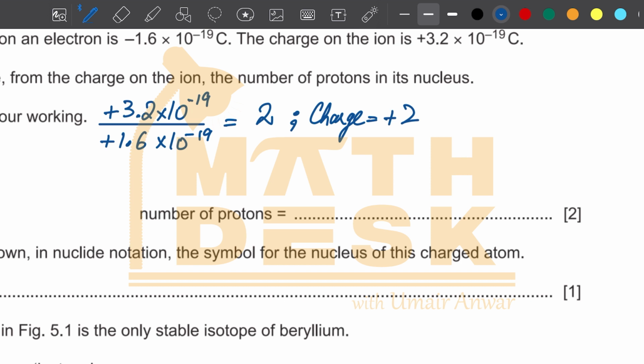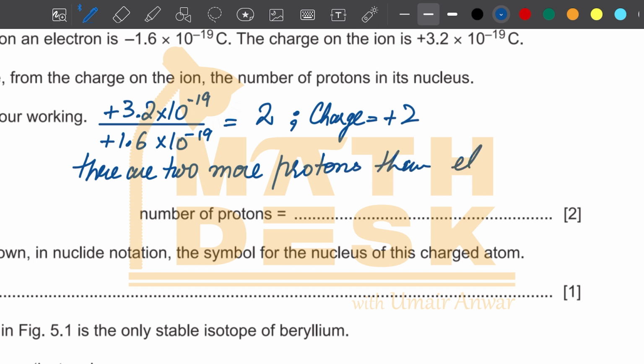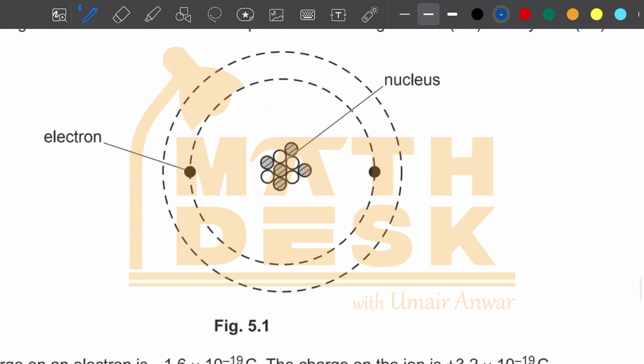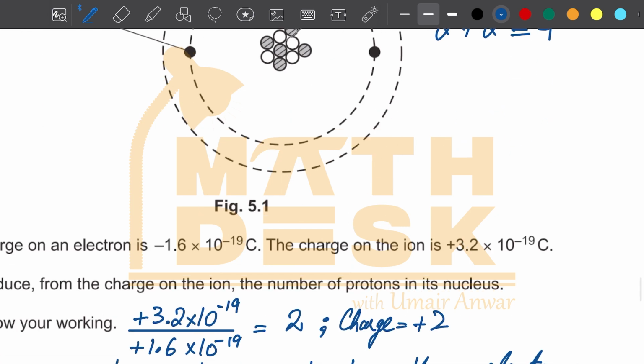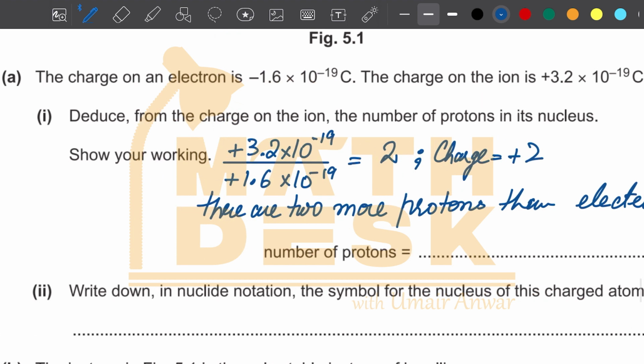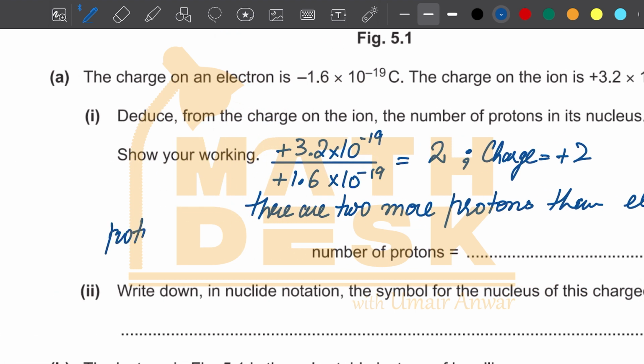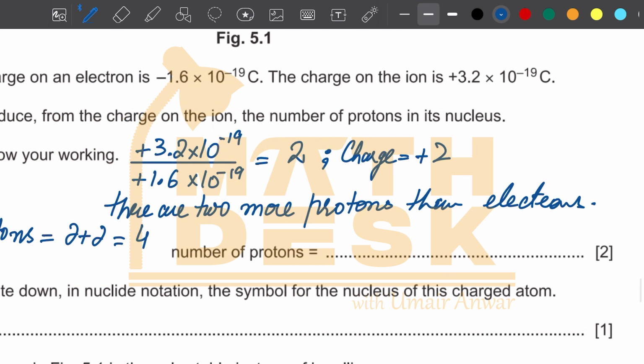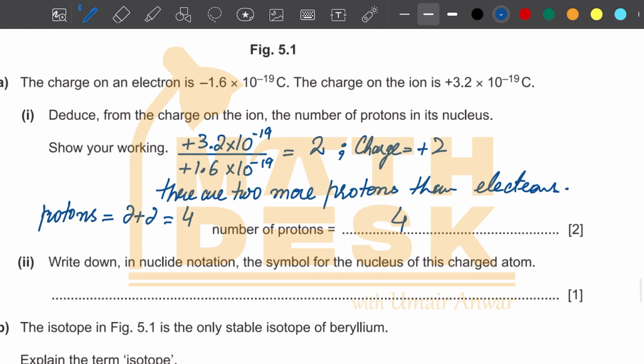Charge of plus 2 shows that there are 2 more protons than electrons. So we have 2 electrons in the beryllium. So 2 more protons means there are a total of 4 protons. So we would say that protons should be 2 plus 2 equal to 4 for this ion. So the number of protons are 4 here.